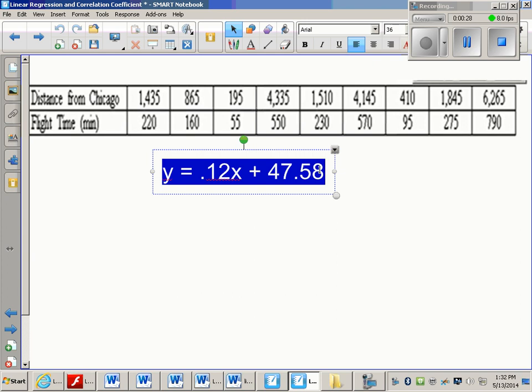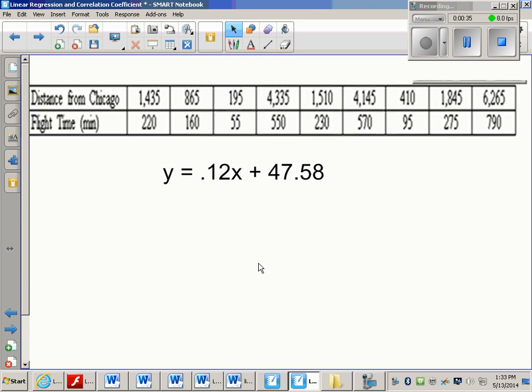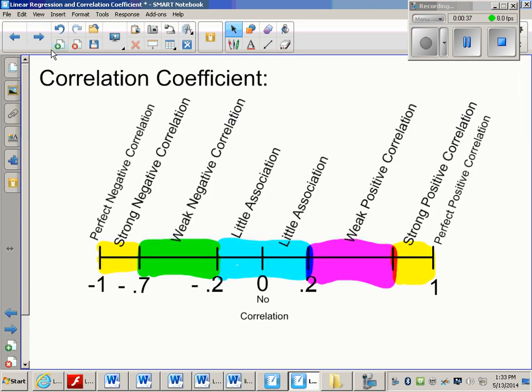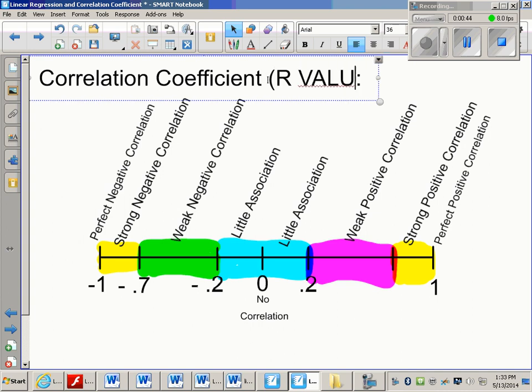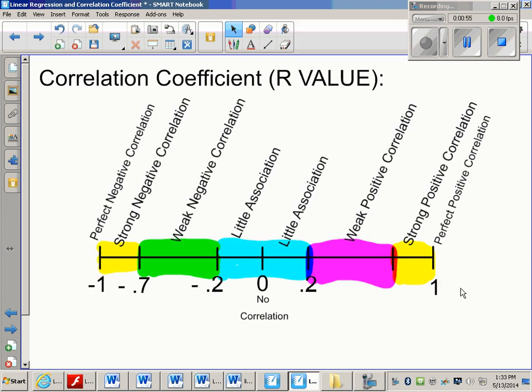The other thing that the calculator gives you, the r squared and r on the calculator that we'll look at in a minute, is what's called the correlation coefficient. And all you're looking at is the r value. You don't need to worry about r squared, just look at the r value. The number will fall somewhere between -1 and 1, and depending on that number, you'll know what kind of association you have.